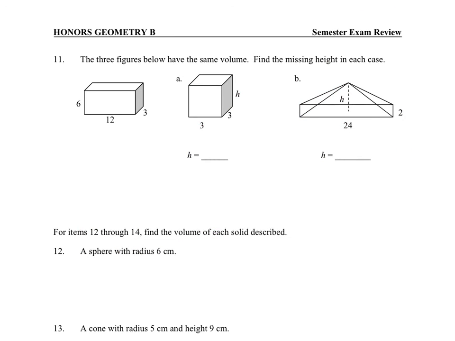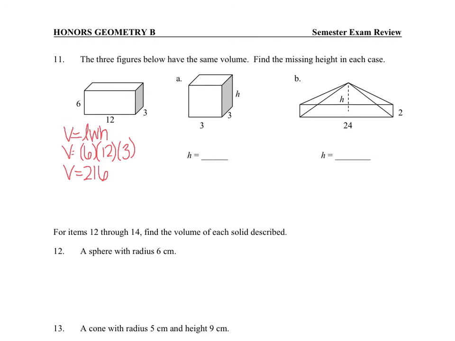Question 11 says the three figures below have the same volume. Find the missing height in each case. Well, the first thing we need to do is find the volume that's not missing the height. And the volume of a prism is length times width times height. So we're going to do 6 times 12 times 3, and that's going to give us 216. So this is the volume we're going to use for part A and for part B.